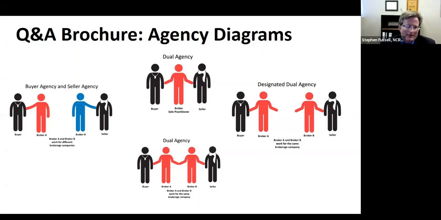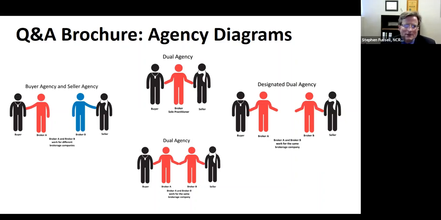As you can see on the left-hand side of your screen, we've got broker A in red and broker B in blue to show that these two brokers work for two different firms. Broker A and his or her firm are representing the buyer, and broker B and broker B's firm are representing the seller. So you've got a typical co-broke kind of situation with two firms representing the two sides.